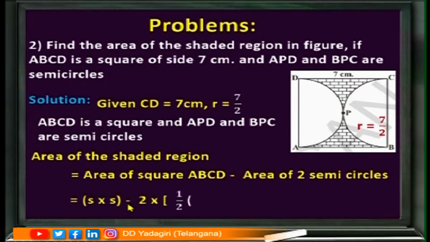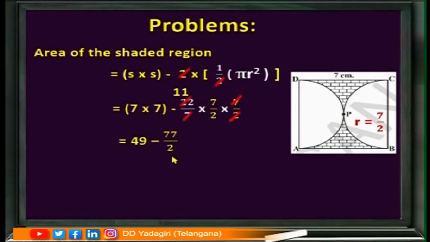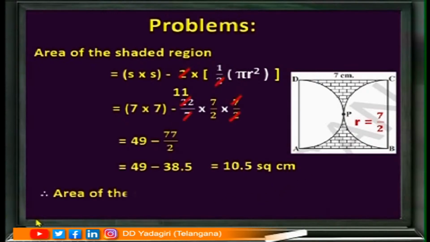Area of a square is s into s minus 2 into half into pi r square. The 2 cancel: 7 into 7 minus 22 by 7, pi value 22 by 7, and r is 7 by 2 into 7 by 2. 7 can be cancelled, and 2 ones are 2, 11 7s are 77. So, 7 7s are 49 minus 77 by 2, which is equal to 49 minus 38.5, which will be 10.5 square centimeter. Therefore, the area of the shaded region is 10.5 square centimeter.